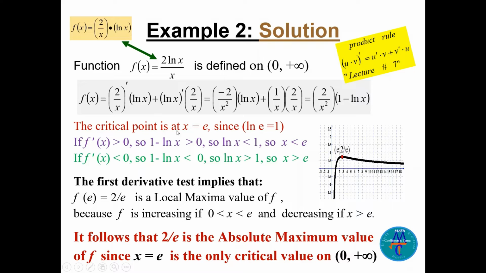So the critical point is at x equals e. Why? Take this one equal to 0. So ln of x is equal to 1. So ln of e is equal to 1 also. So x will be only e.